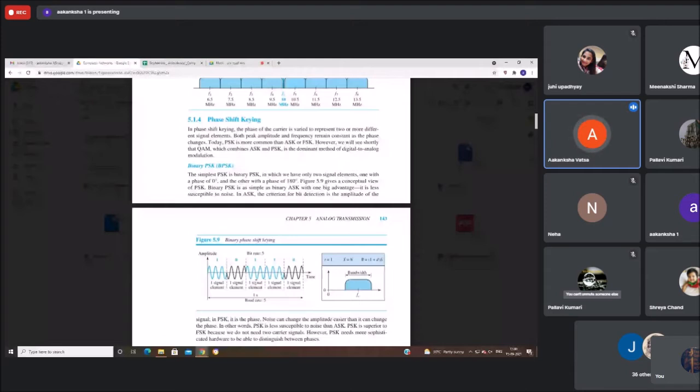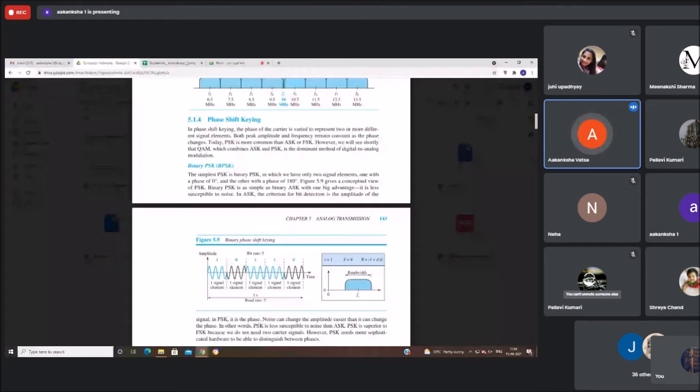So in phase shifting, the phase of the carrier is varied to represent 2 or more different signal elements. Both peak amplitude and frequency remain constant as the phase changes. Now you can see the frequency of the analog signal in figure 5.9 is same. So the number of repeated cycles of the sine wave per bit is same. It is 3 cycles. So either it is completing 3 negative cycles, or 3 positive cycles, starting with any phase. Every bit will be represented by 3 cycles of the sine wave. Fine. So my frequency will remain same.